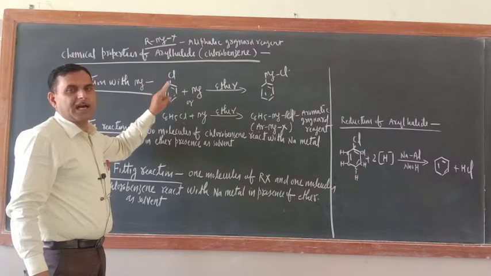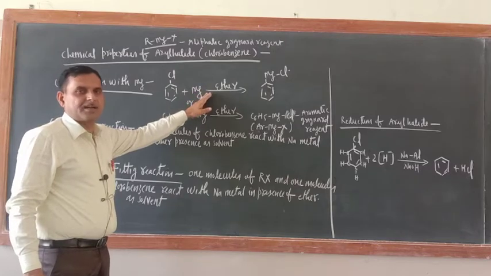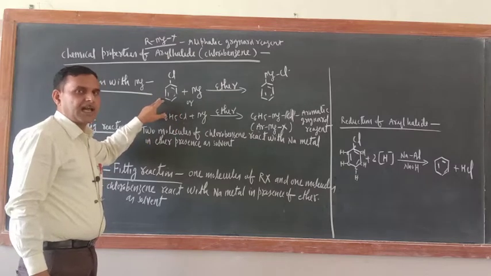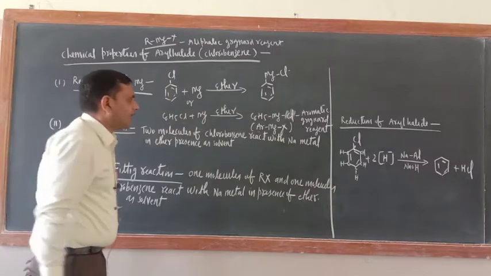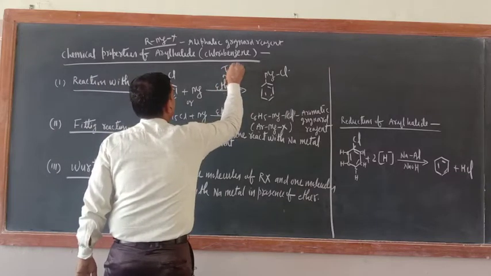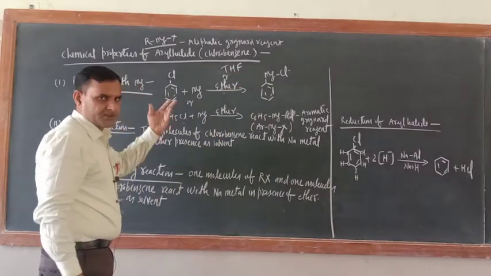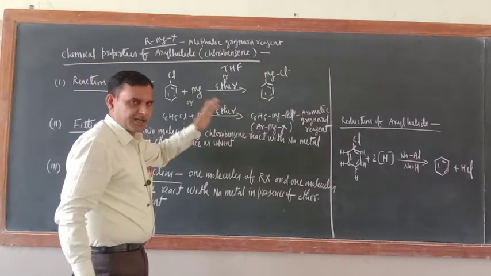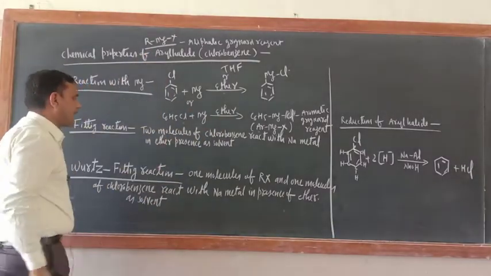Aliphatic you get when alkyl halide reacts with magnesium metal in presence of ether as a solvent, and you get aromatic Grignard reagent when chlorobenzene or aryl halide reacts with magnesium metal in presence of ether as a solvent. Now if ether is not there, you can take THF also, tetrahydrofuran. This is also a solvent only. So now you have got aromatic Grignard reagent ArMgX, and this is aliphatic Grignard reagent, that is RMgX.